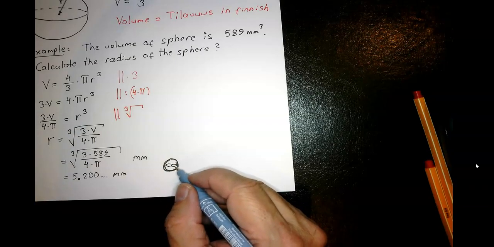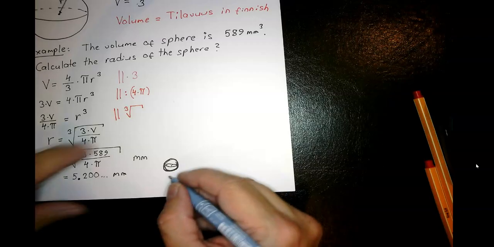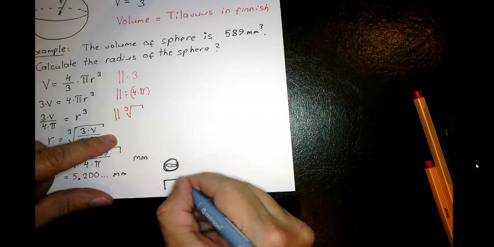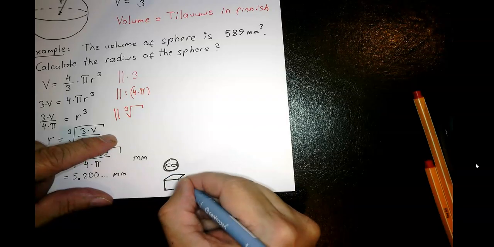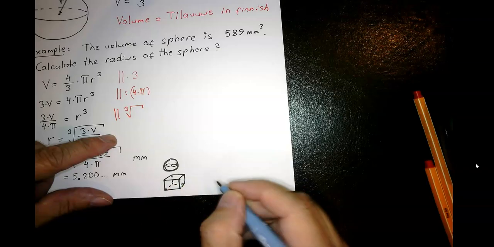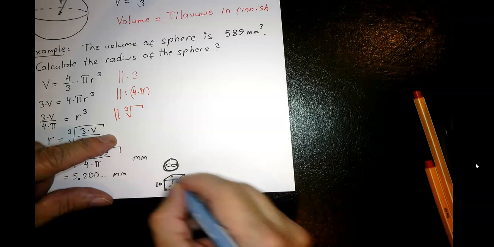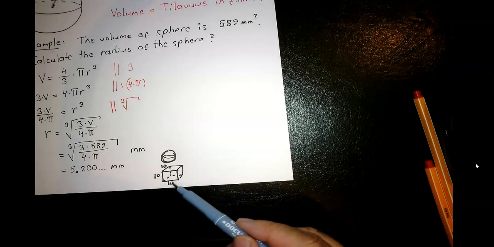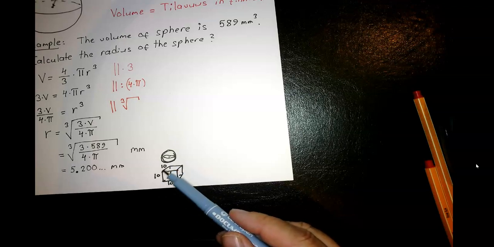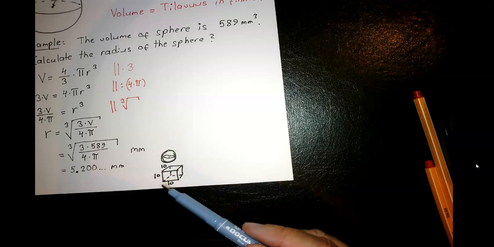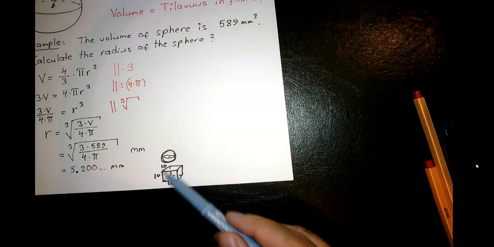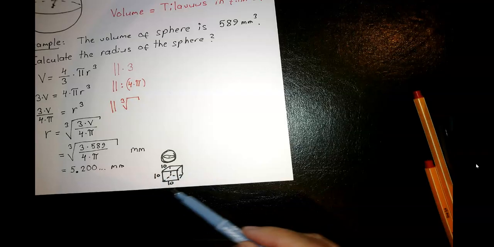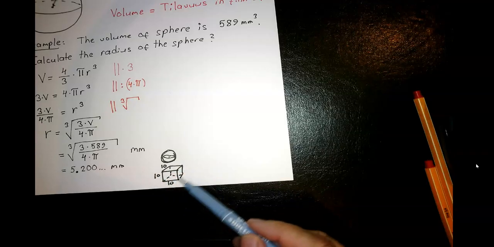Yes, it is easy to understand, because if we think this is a sphere which has a diameter of about 10 millimeters, and if we compare it with the cube which has the side length 10 millimeters, and if we calculate this volume, it is 10 times 10 times 10, or 10 raised to the power of 3. So it is 1000. So the volume of this cube is 1000 cubic millimeters.